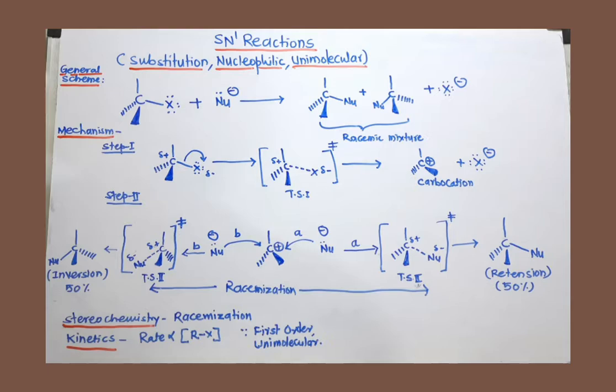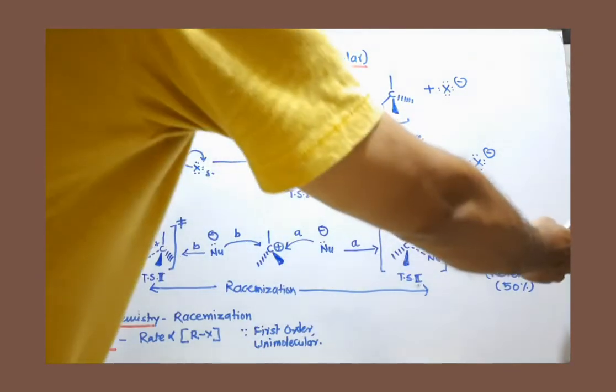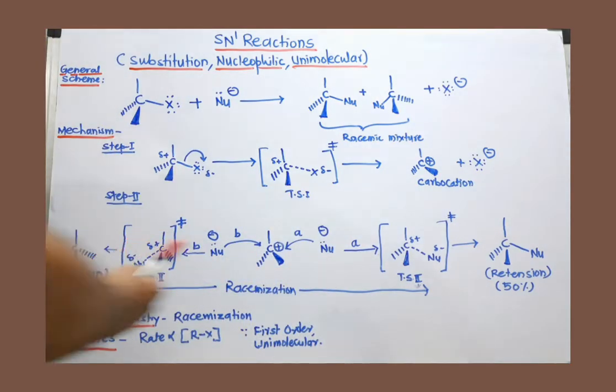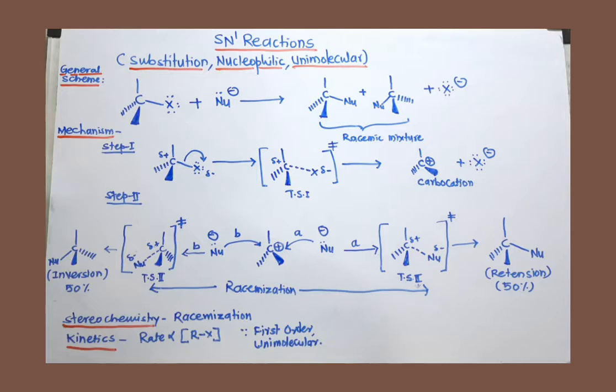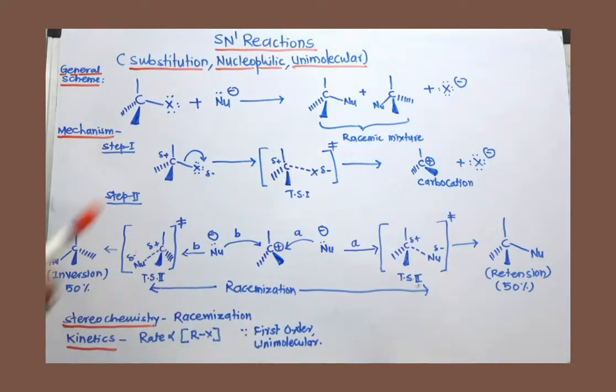So this is 50% change. So 50% plus and 50% minus, that mixture is called a racemic mixture. So this is called racemization. And you know a racemic mixture is optically inactive. If the starting material is optically active, but if SN1 reaction is taking place, the product is optically inactive because there is 50% retention and inversion in configuration. That means the stereochemistry is racemization, and now the kinetics.